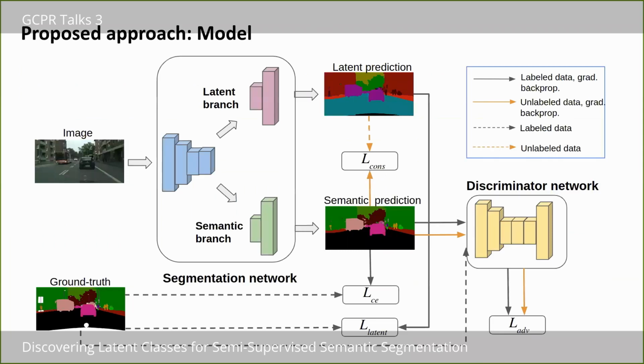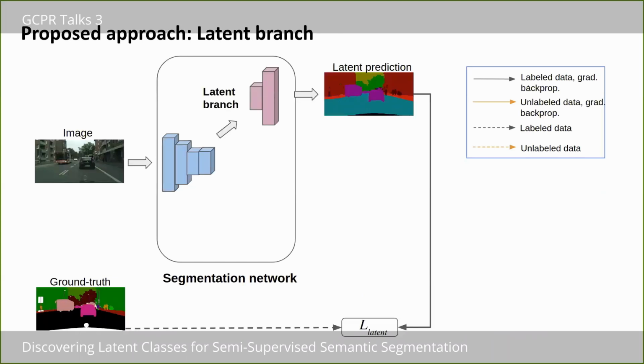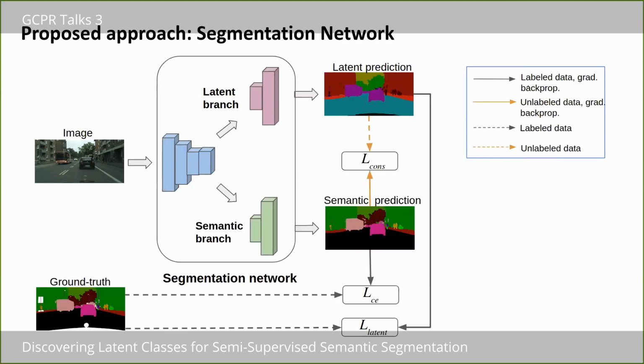To this end, we introduce a two-branch model trained in the end-to-end fashion. While the semantic branch solves the original task, the purpose of the latent branch is to discover latent classes that are simple enough to be learned accurately on a small set of labeled data. Then we use the latent branch to get additional supervision for the semantic branch on unlabeled images.